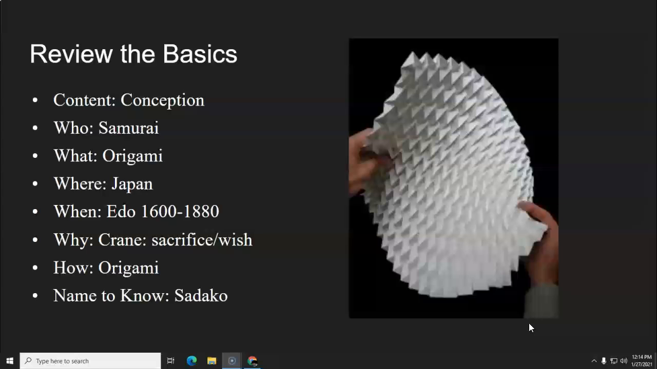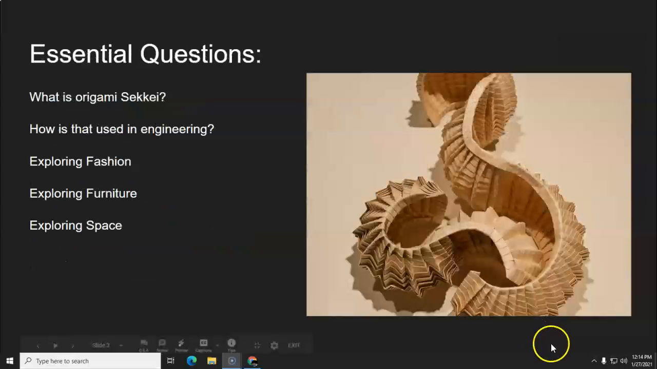So today, for context, we are going to jump forward from the Edo period to modern times and learn about this type of origami. So our essential questions are, what is origami sekkei? How is that used in engineering? And then we're going to explore it in fashion, furniture, and space.